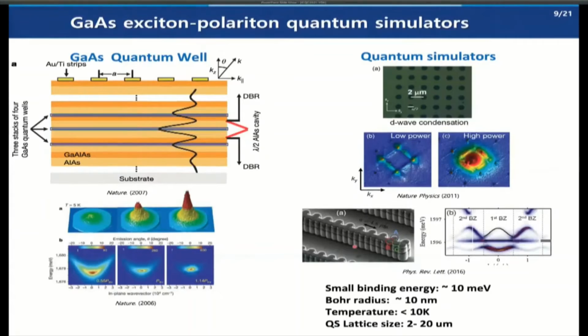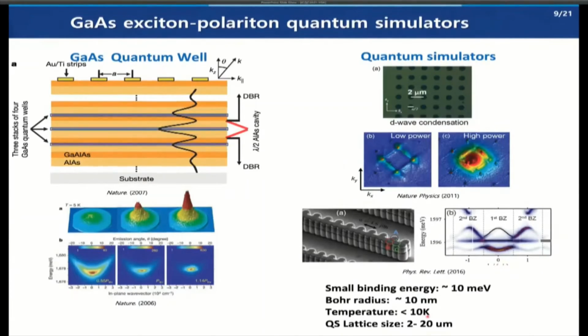But the problem of the gallium arsenide-based quantum simulator is that the gallium arsenide exciton binding energy is quite small, around 10 millielectronvolts. So it only operates below 10 K, and its Bohr radius is quite large, so the quantum simulator size is at the micron scale. So our team will use 2D semiconductors.